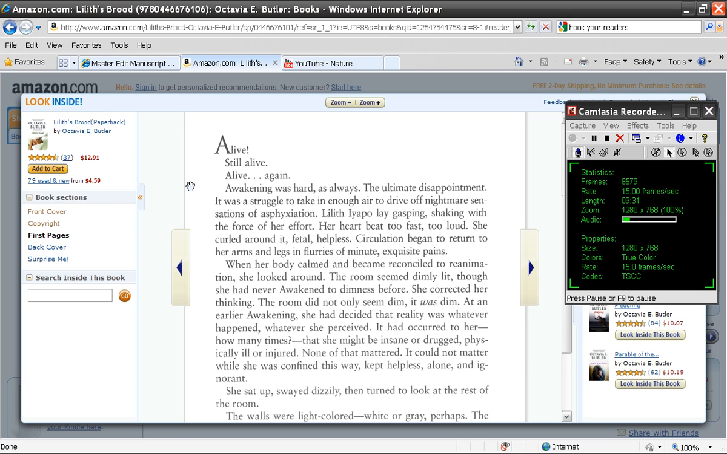Exquisite pains. Wait, hold on, I read that wrong. Circulation began to return to her arms and legs in flurries of minutes. Exquisite pains. Oh my gosh, I did it again. In flurries of minutes, exquisite pains. Minute and minute is spelled the same, but I don't know why I kept saying minute because it made no sense. But anyway, so out of time.